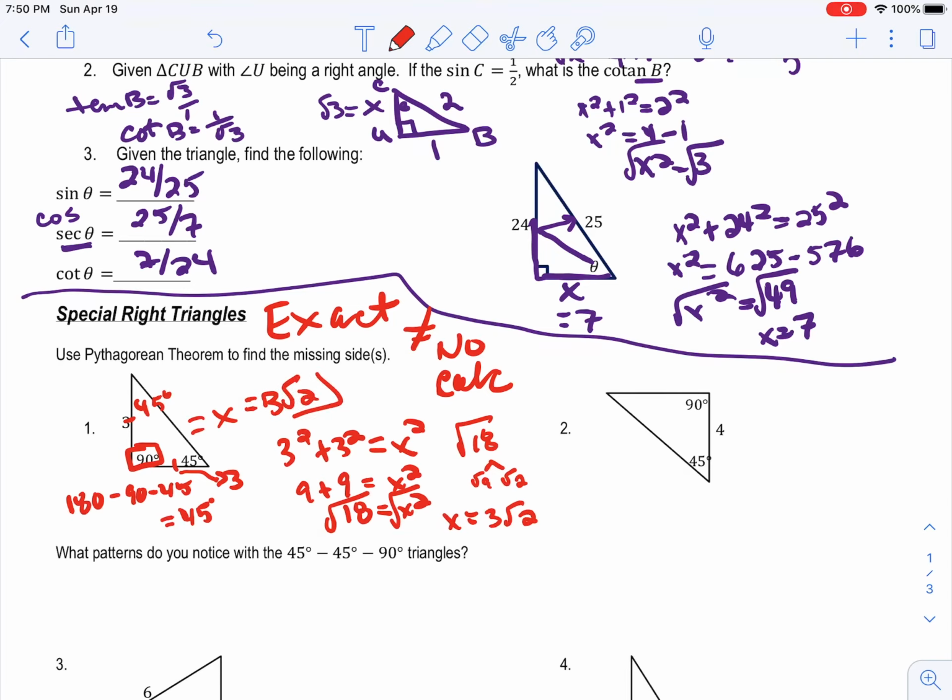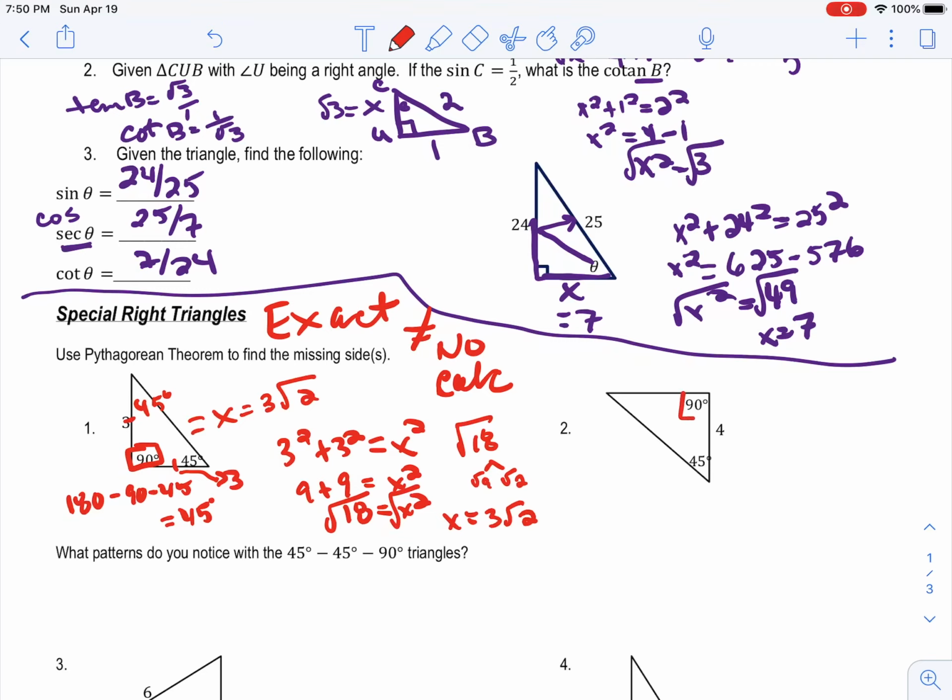So hopefully you remember that a little bit from last year. I think you guys did them a bit. When you have 45, 45, 90, you should start to see a pattern. Okay, so let's look at the next one.